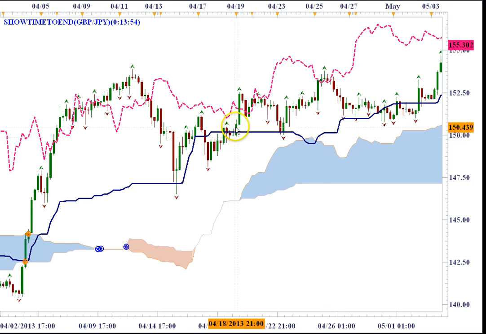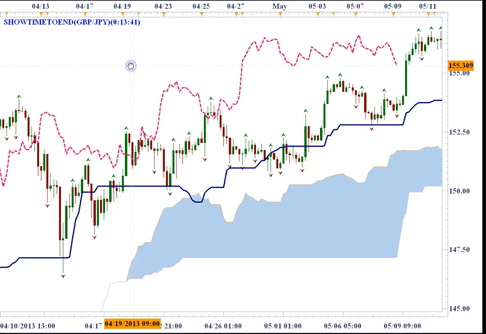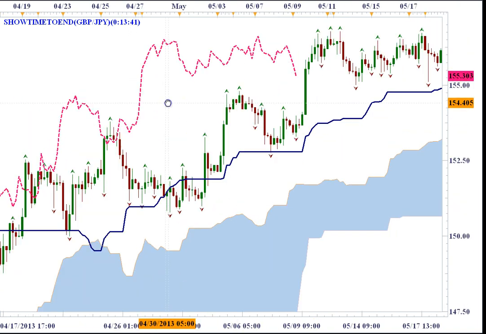This is another break. This one would have told you don't get into it because it looks like we're below the price with the Chikou span. This is the bounce I showed you previously, and that would have been a good trade.